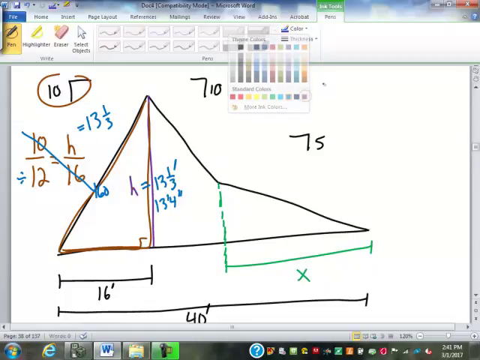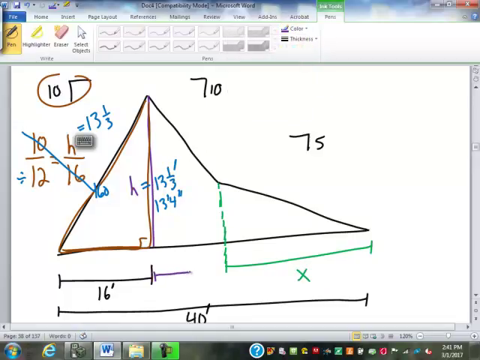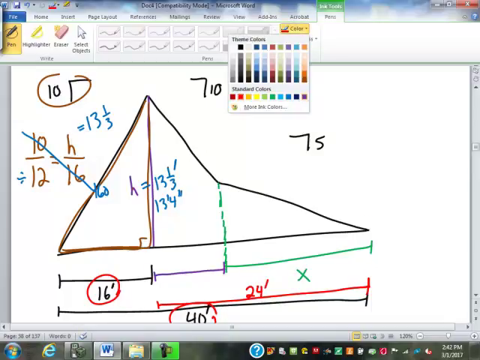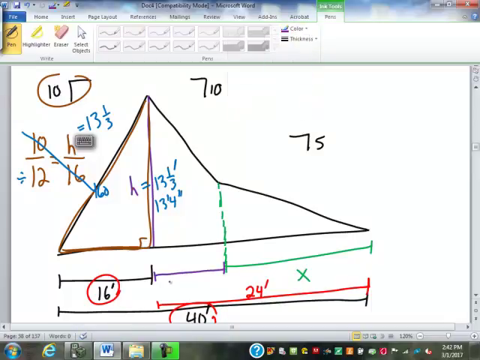So now in this one, we're looking at this dimension here. It's not going to be 40 minus x because we've got 16 feet on this end. So what would this distance here be in the red? The whole thing is 40. There we go. I heard somebody say it. 24 feet. So that's 24 feet. Which makes this piece here 24 minus x.